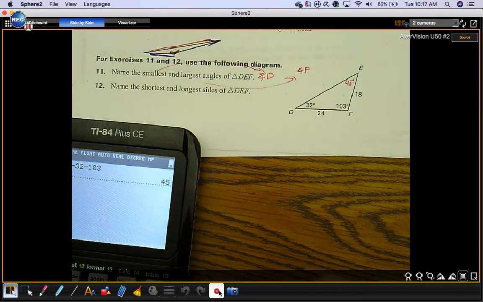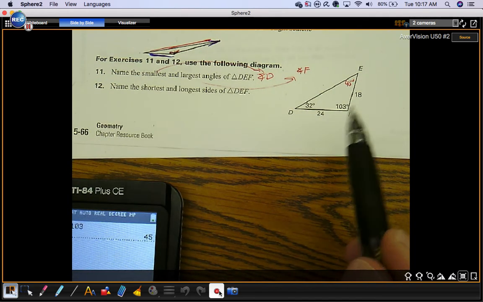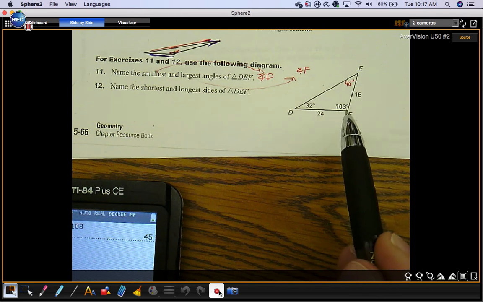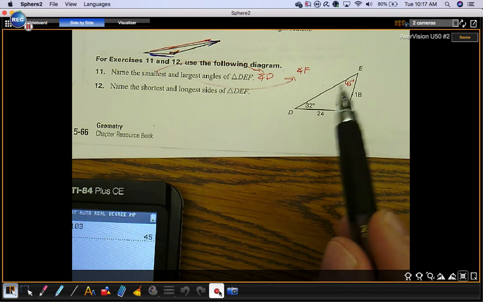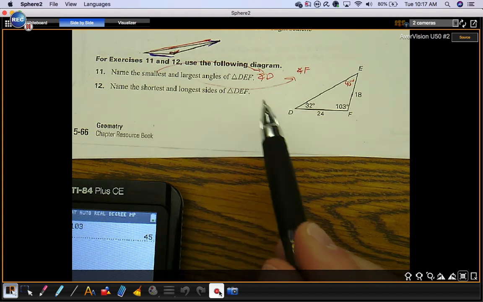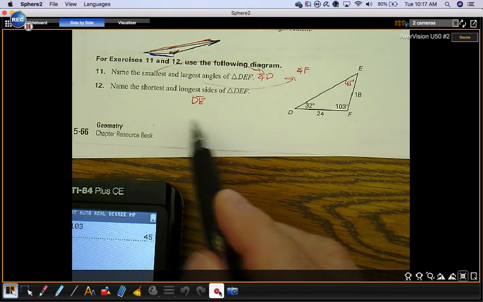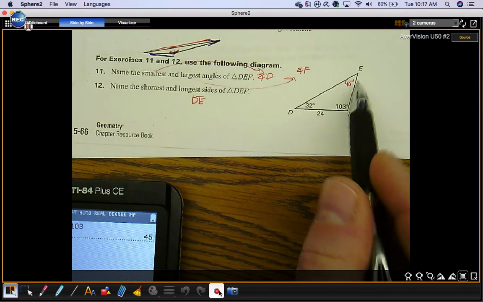Name the shortest and longest sides. Well, that's easy. You don't know the third side, but it's going to be the biggest. It's got to be bigger than 24 because this 103 is the obtuse angle. That's the biggest angle. Okay, so the longest side would be segment DE. And the shortest side would be segment EF.